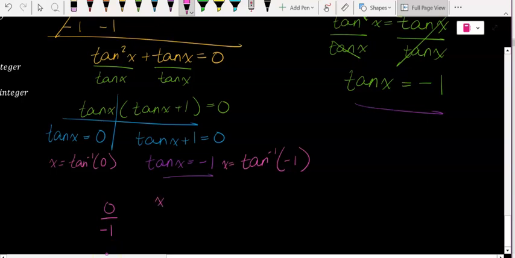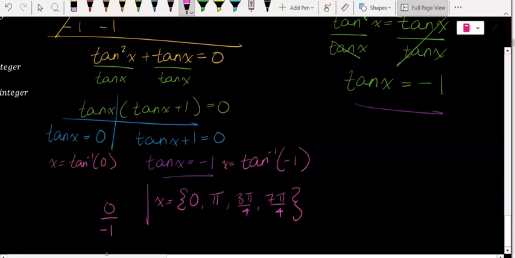So I'm going to have x is equal to 0. I've also got pi. And then my next part here is when is tangent equal to negative 1? Well, again, that's going to be on all of my pi over 4s, get me 1s and negative 1s, but the negative 1 is going to happen at 3 pi over 4, and also, again, at 7 pi over 4.